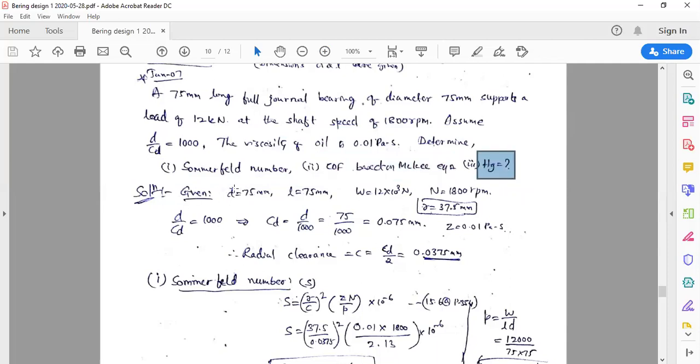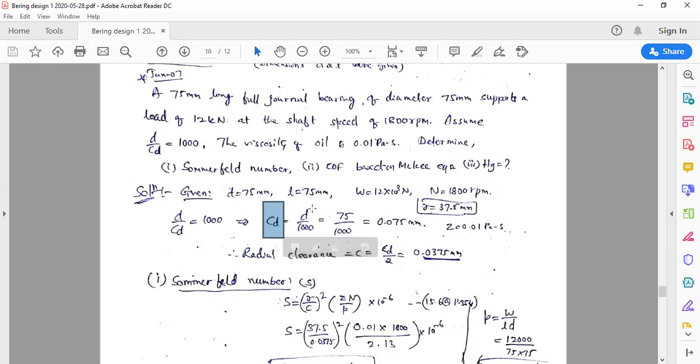Now, note down the given information. Diameter is given, the length of the bearing is also given, and the load acting is 12 into 10 raised to 3 newtons. N is 1800 rpm. The radius of the journal is given as 37.5 mm, and the ratio D to Cd, that is diameter of the journal to the diametral clearance, is given as 1000. By using this value you can calculate the diametral clearance.